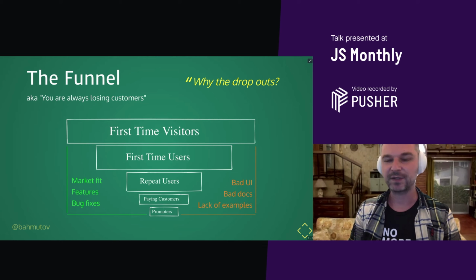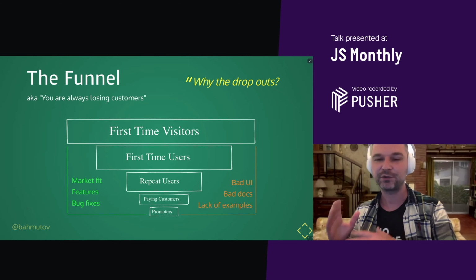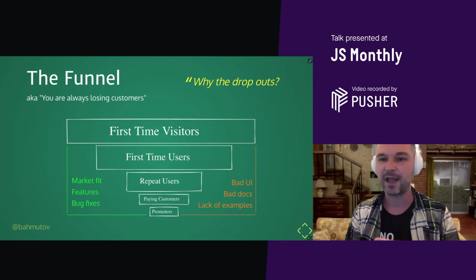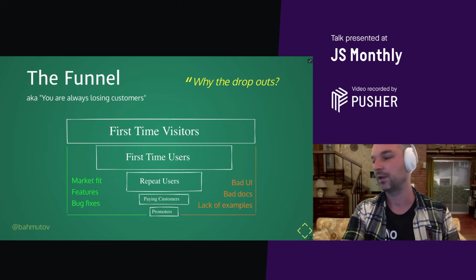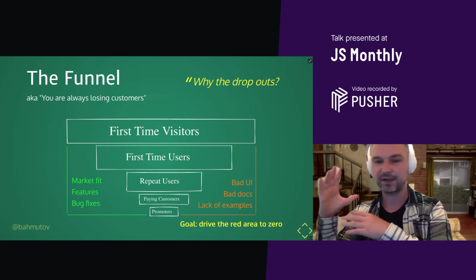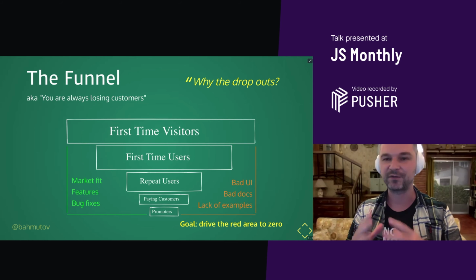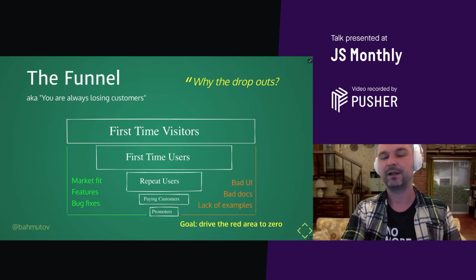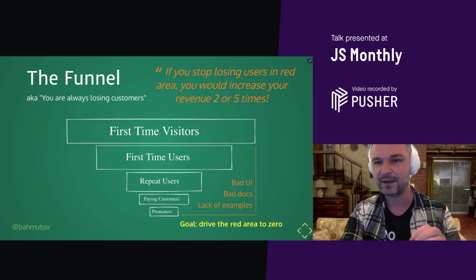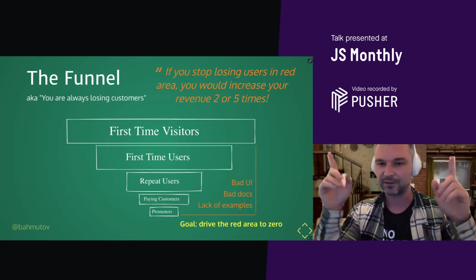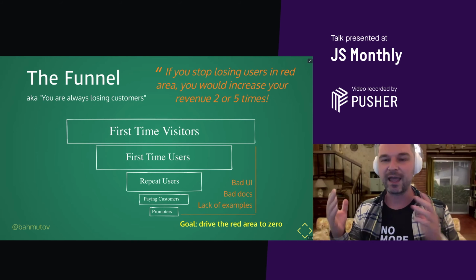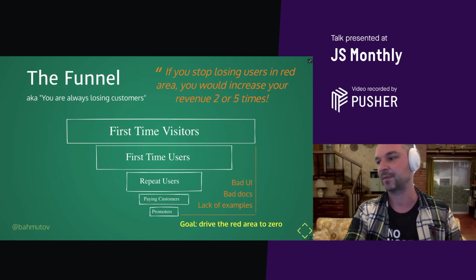But on the left, these are all the reasons that you lose customers that you could actually keep and convert. Bad user interface, bad documentation, lack of examples, all the wrong reasons for potential customers dropping out. So our goal is to drive that red area or orange area to 0, because then we'll get so much more revenue because we'll stop dropping these people out from our funnel. So imagine if you get twice as many people going all the way from first-time visitors all the way down to paying customers or promoters, your revenue will increase n times, not like a percentage, but n times.